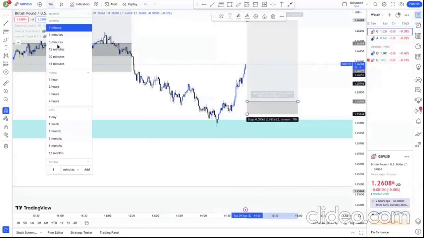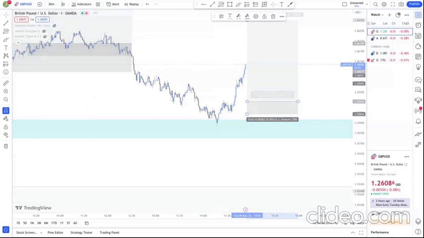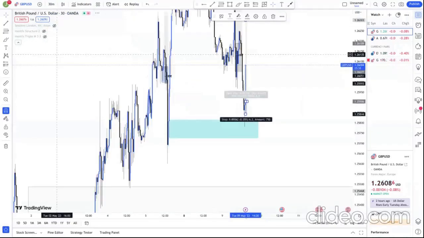I normally aim for 3RR, but the way I do it, I take partials at TP. I take off 80% of the position and I let the rest run to whenever price wants to start retracing, because I'm going to draw my stop loss too.